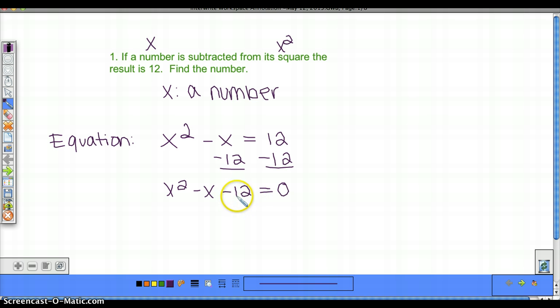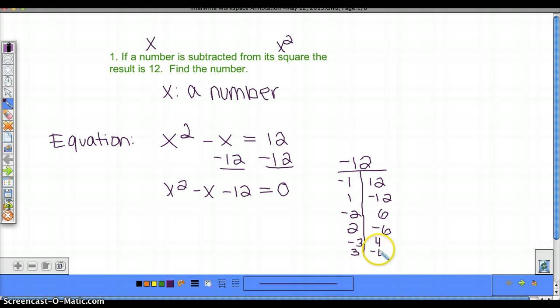We're looking for two numbers that multiply to give me negative 12 and add to give me negative 1. We've done this before. Our factors of negative 12, we could use negative 1 and positive 12, positive 1 and negative 12. We could use negative 2 and positive 6, positive 2 and negative 6, or we could use negative 3, positive 4, positive 3, and negative 4. The set that's going to add together to give us negative 1 would be 3 and negative 4.